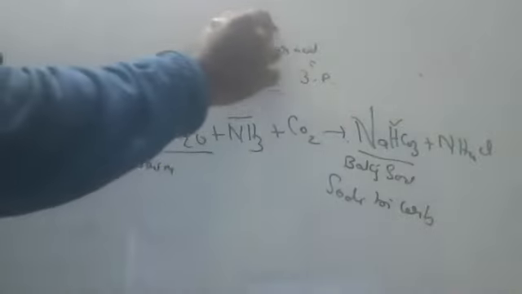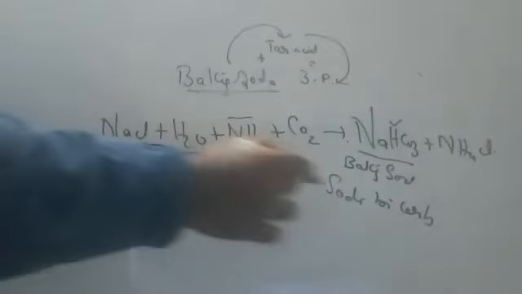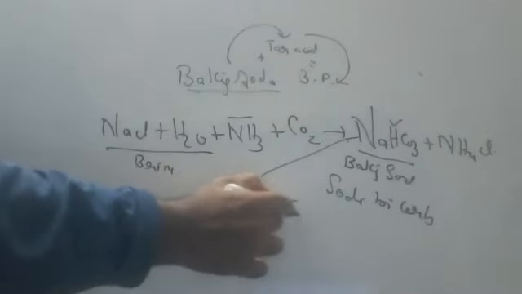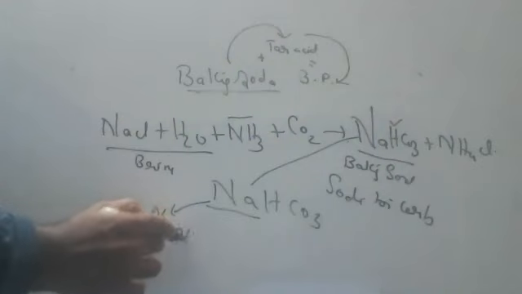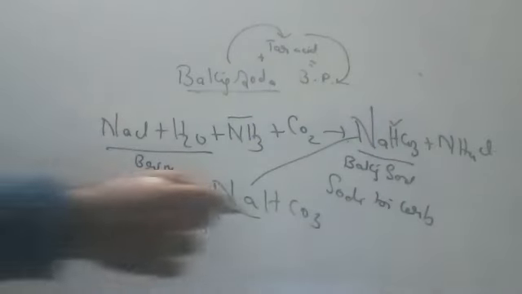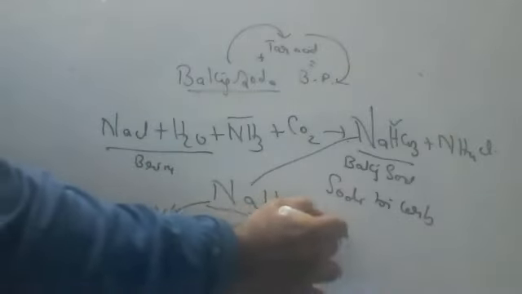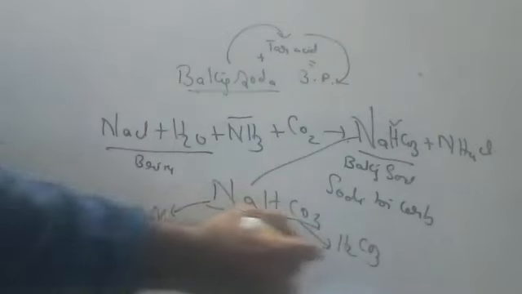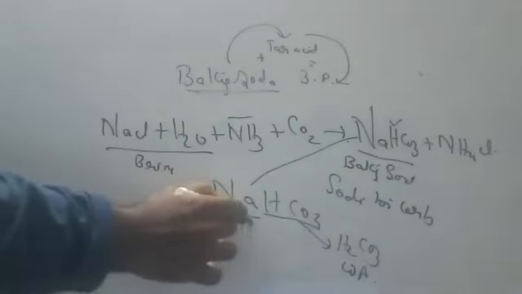To the baking soda, if you add tartaric acid, then it is called baking powder. Why do you add tartaric acid to make baking powder? If you take NaHCO3, sodium bicarbonate, it is coming from which base? NaOH. And from which acid? Carbonic acid, H2CO3. This is a strong base and this is a weak acid. The salts coming from strong base and weak acid are basic salts.